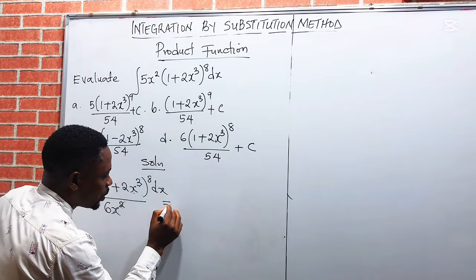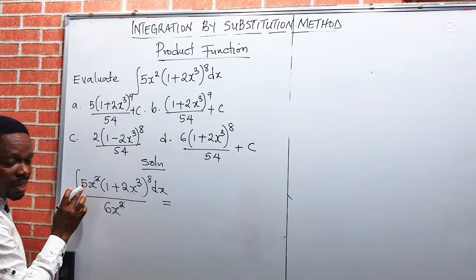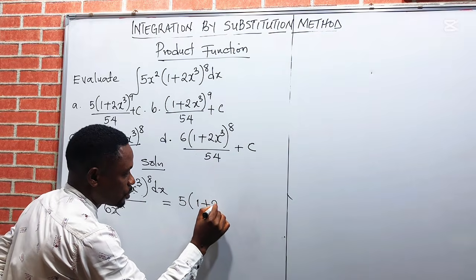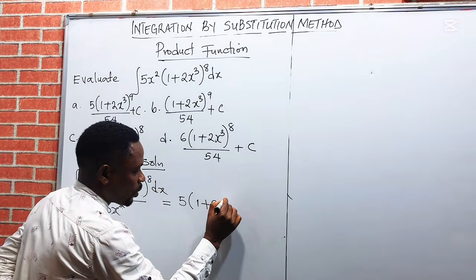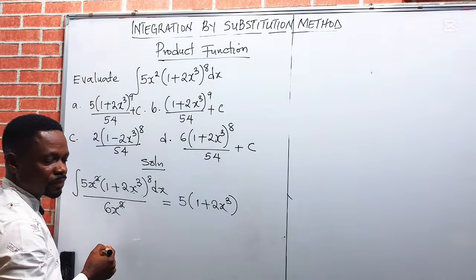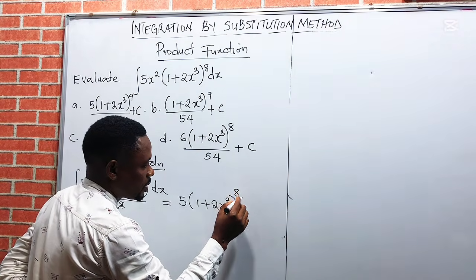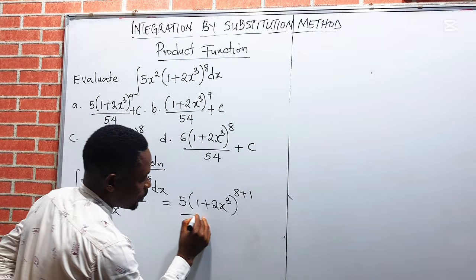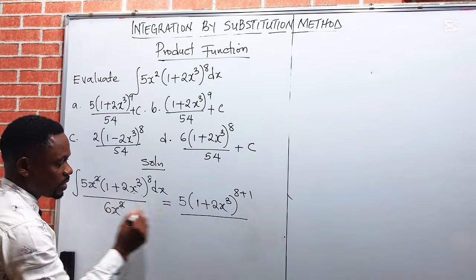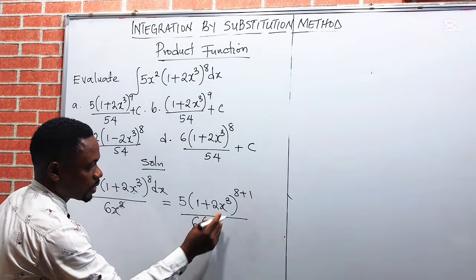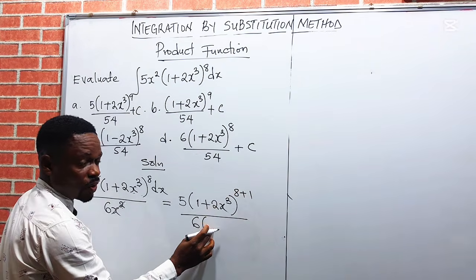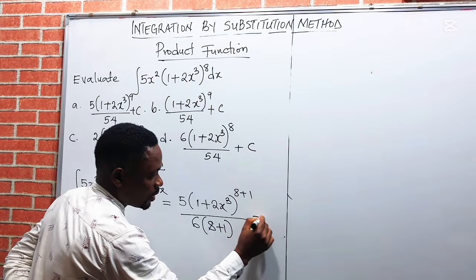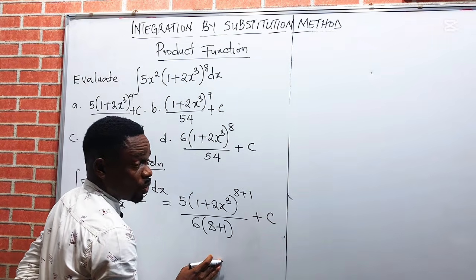So what I'm going to do now is to write those questions that are left. They are 5 brackets. We have 1 plus 2x, all raised to the power of 3. Close the bracket, then raised to the power of 8. According to the integration formula, introduce plus 1. So we now move to the denominator, all over. What is called here is 6. Still open the bracket and bring down the power to the denominator. I will now say 8 plus 1, close the bracket. Finally, plus C, because it is indefinite integration.